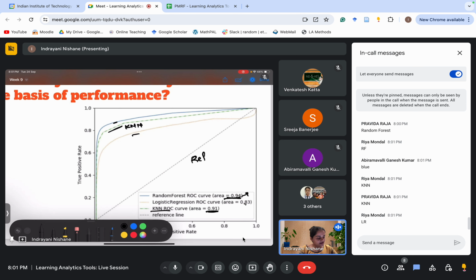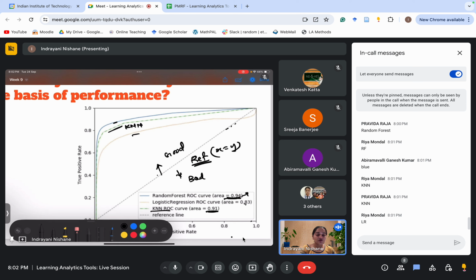This particular line is called a reference line. This gray dotted line is called a reference line, which is the x equals y line from 0 to 1. So any line which lies above this reference line is a good fit, and any algorithm which has its ROC curve below this reference line is a bad fit. This we had already covered, so I am repeating it as revision.